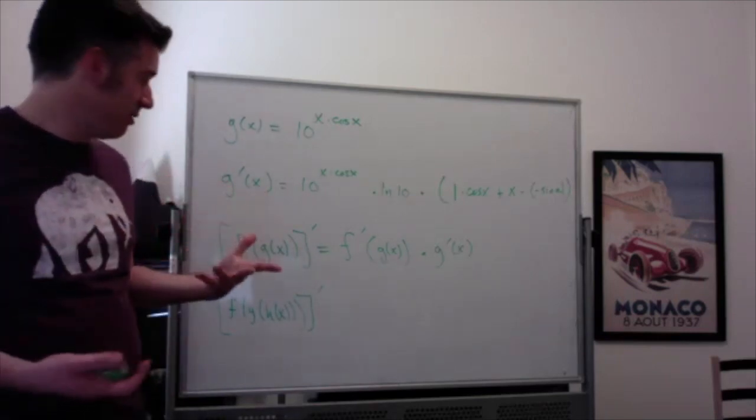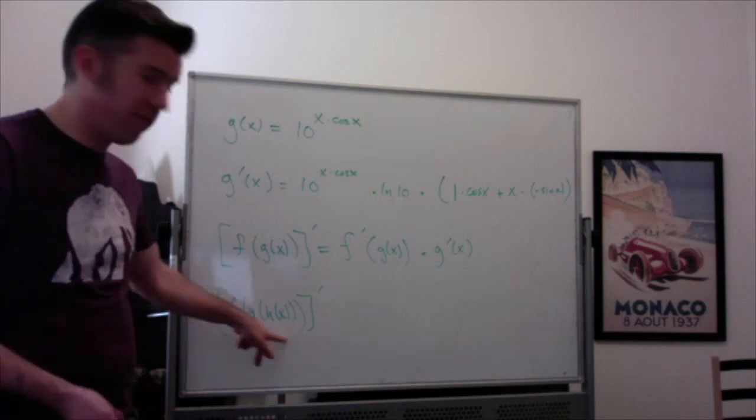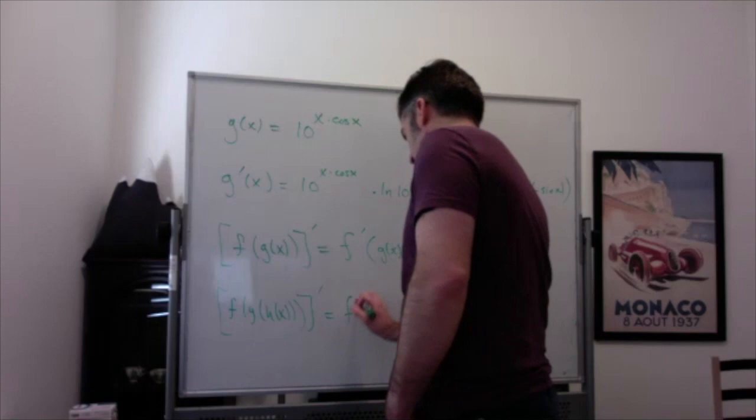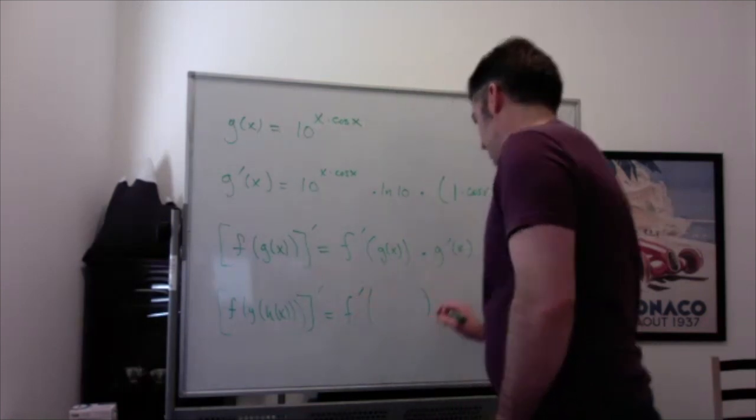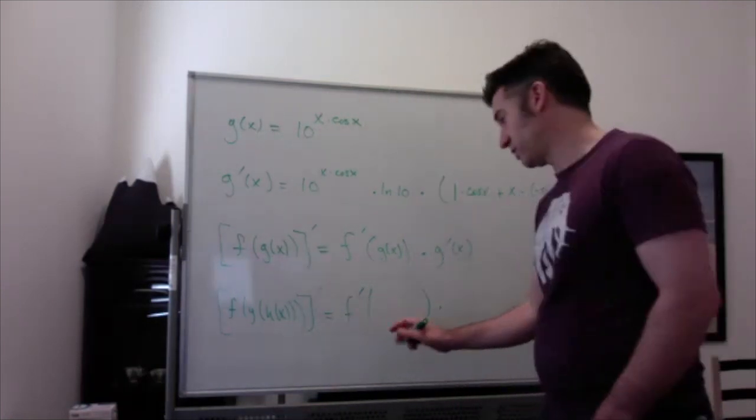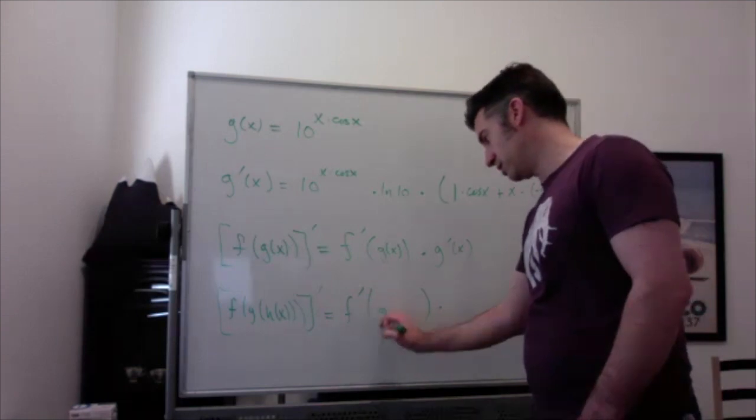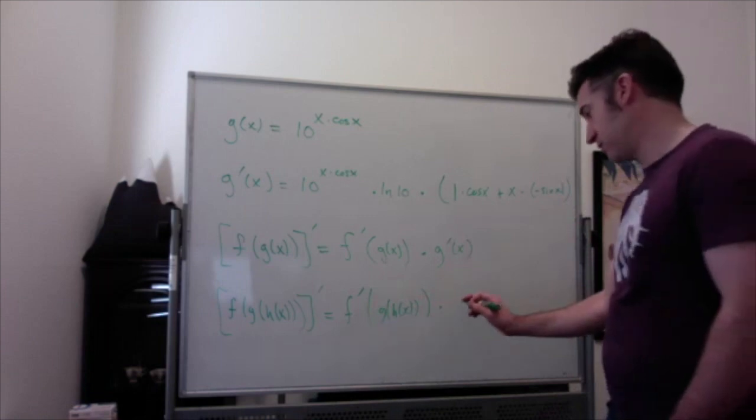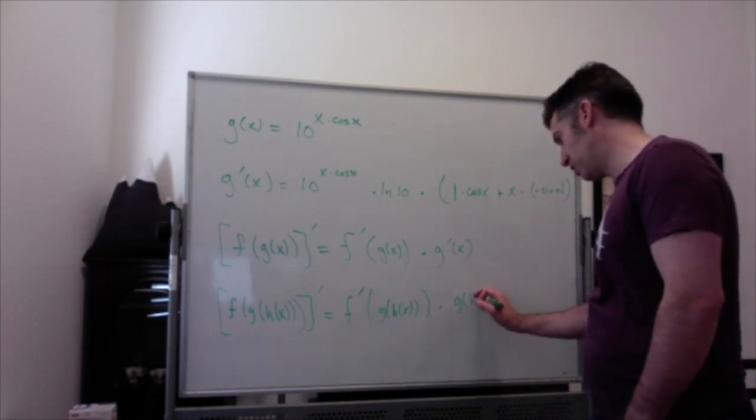So start with the outside. I've got f of some stuff. The derivative of f of some stuff is f prime of the stuff times the derivative of the stuff. So it's f prime of the inside, which is g of h of x, times the derivative of the inside. So I have to do the derivative of g of h of x.